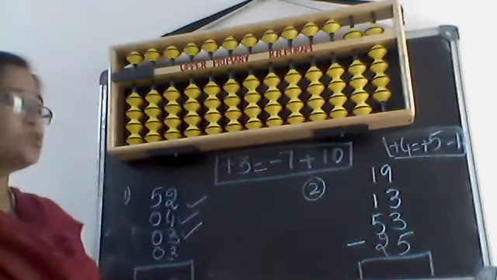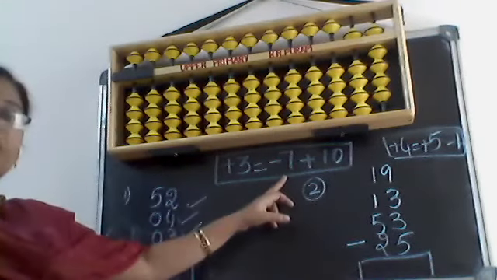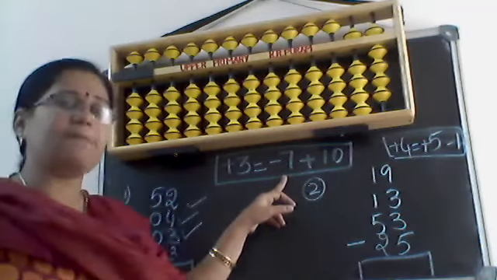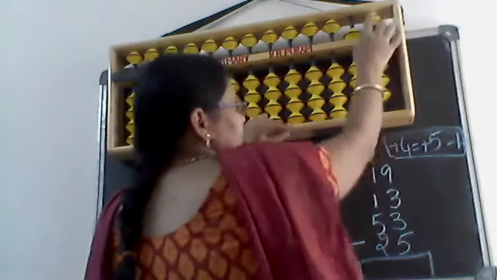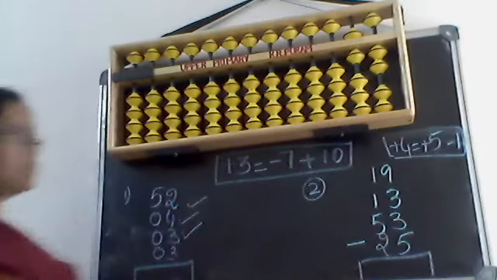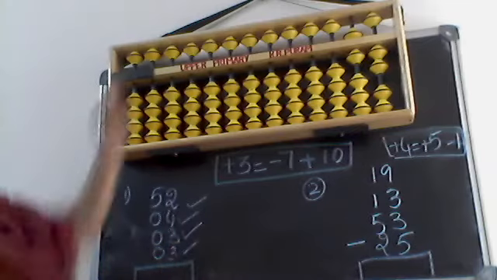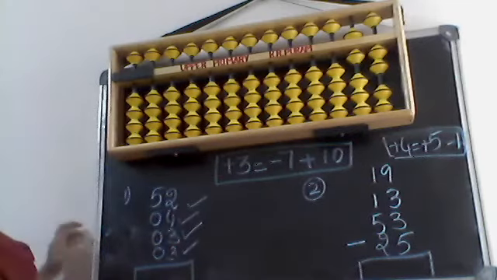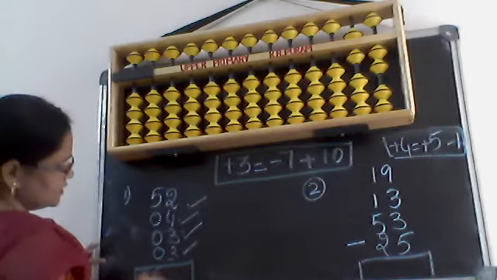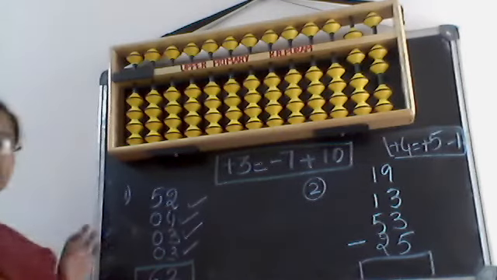Here there are no beads left free. So we use this big friend, minus 7 plus 10. You have to remove 7 from the answer bar, 5, 6, 7, then add 10 to it. So we have finished with plus 3 now. Now the answer is 62. Is it clear, children?